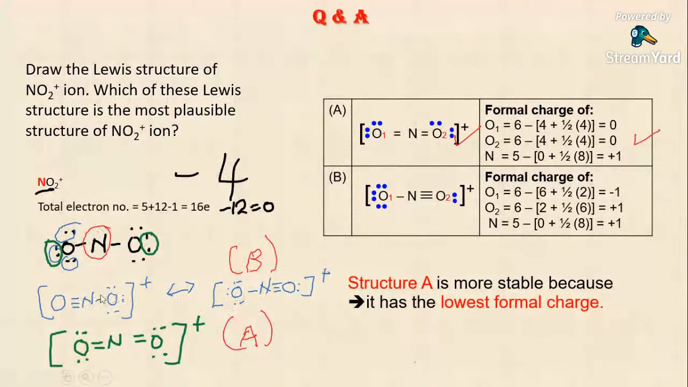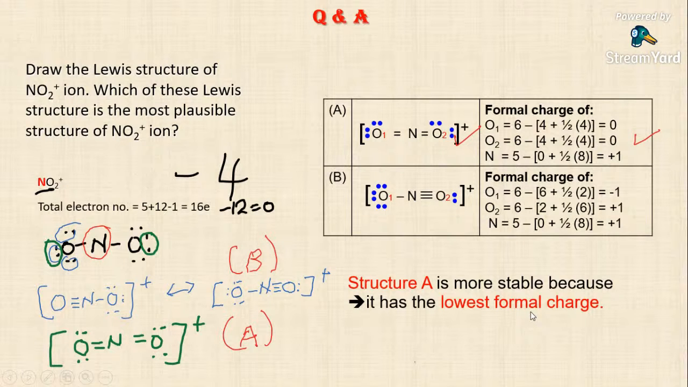Okay, the blue color structure is a resonance structure, it is the same. So we just draw one, and then this one is double. Okay, there are two structures. So now you have to identify which one is the more stable structure. Then you have to calculate the valence electrons and the formal charge, and structure A is more stable. You choose structure A because it has the lowest formal charge.